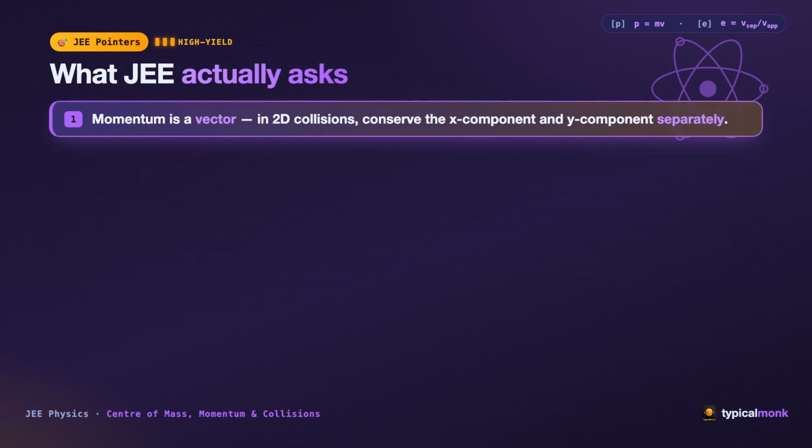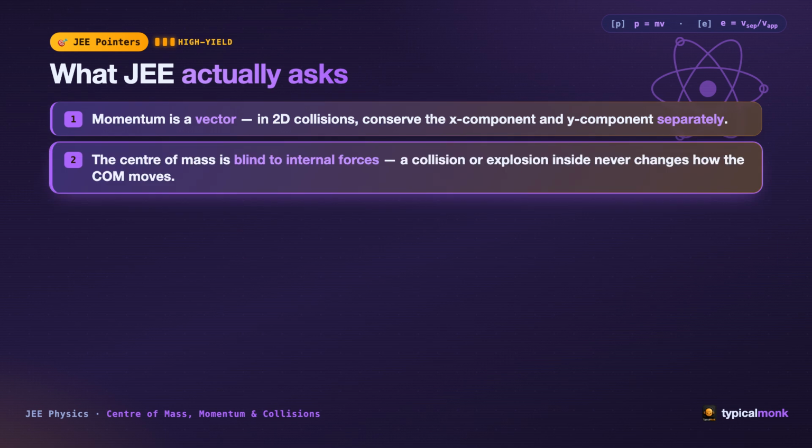Now sit up straight. These 5 lines are what JEE actually asks, year after year. 1. Momentum is a vector. In a two-dimensional collision, conserve the sideways component and the vertical component separately. Never just add up speeds. 2. The center of mass is blind to internal forces. A collision or an explosion happening inside a system never changes how its center of mass itself moves.